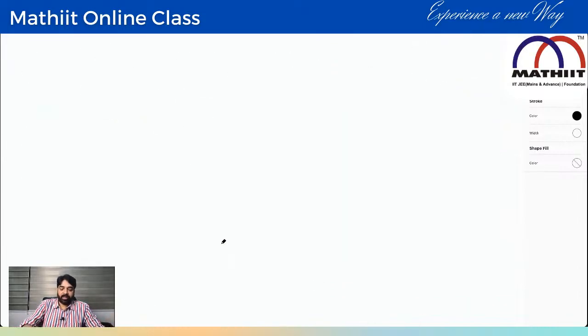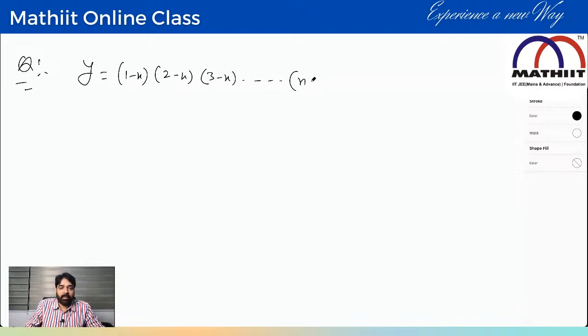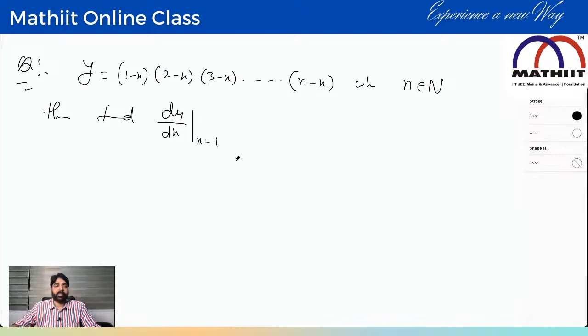Chaliye. Next question, write it. Let's see whether you are able to solve it or not. y equals 1 minus x, 2 minus x, 3 minus x, and so on, n minus x, where n belongs to natural numbers. Then find dy by dx at x equal to 1. Quickly, everybody.